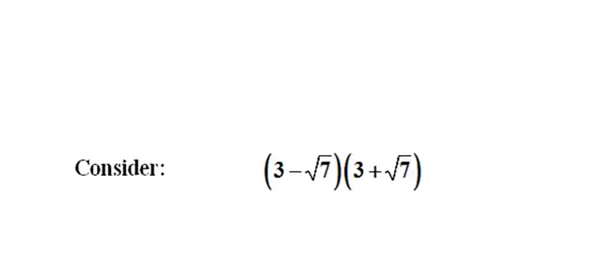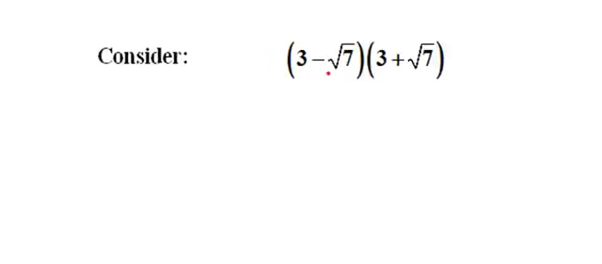We have a similar situation here. We have a binomial times a binomial, but more than that, we have the same two terms, but opposite signs in the middle. Let's see what happens. The first times the first, 3 times 3 is 9. The outer times outer, well, positive, and then 3 times the square root of 7.